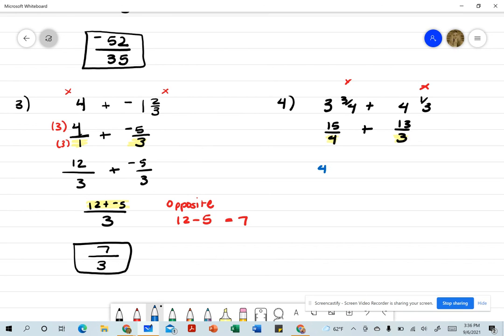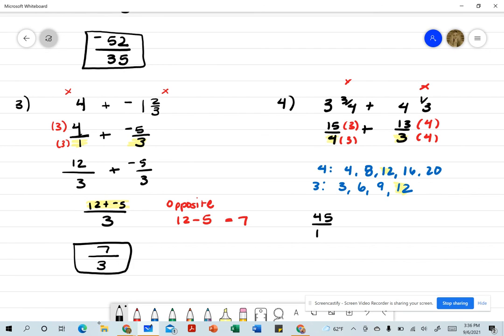So I start listing my multiples. 4, 8, 12, 16, 20. Then I do 3, 6, 9, 12. I don't have to go further because what I see is 12 is the smallest common denominator. Awesome. So what does that mean I have to multiply 4 by? Well, 12 is the third multiple of 4, so I multiply it by 3. 12 is the fourth multiple of 3, so I multiply this one by 4. 15 times 3 is 45 over 12.